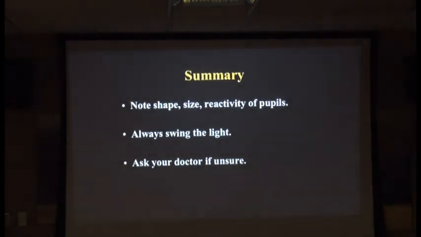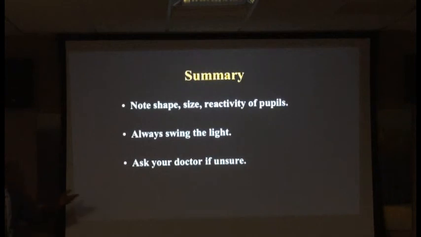So in summary, with pupils, you want to note the shape, the size, the reactivity. You've got to swing the light to look for a relative afferent pupillary defect, and when you swing it, you want to look at the initial constriction, or the initial movement, I should say, of each pupil. Is it symmetric? If it's symmetric, no relative afferent pupillary defect. If it's asymmetric, probably a relative afferent pupillary defect. And whether there's 0.5 millimeter of anisocoria or 3 millimeters of anisocoria, the underlying problem could be the same.